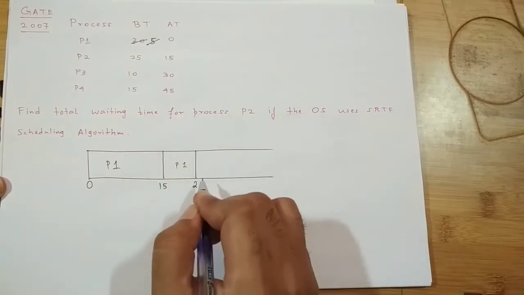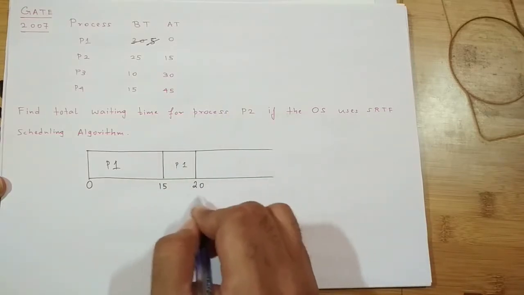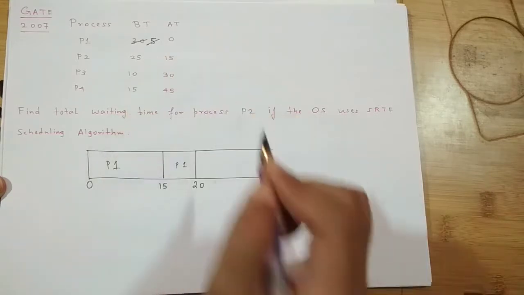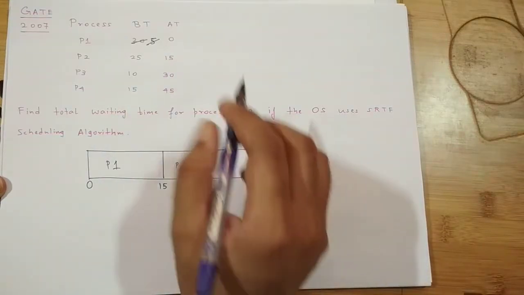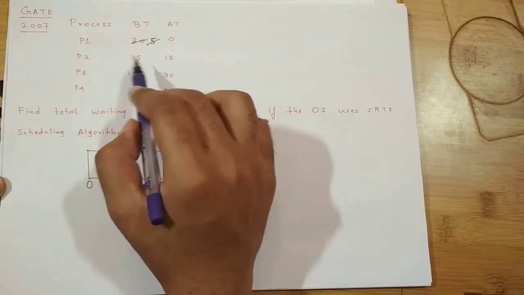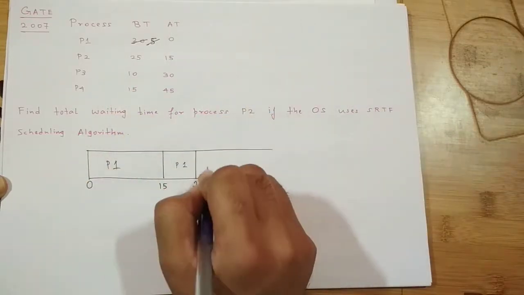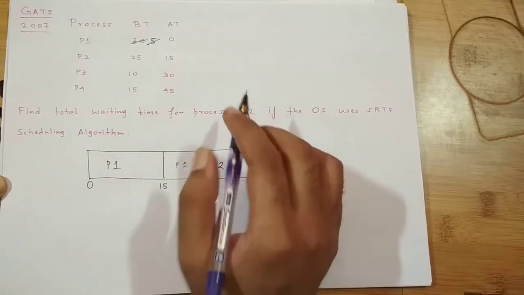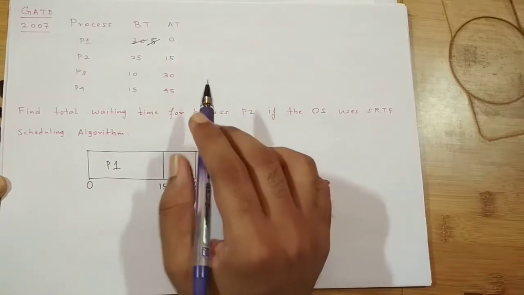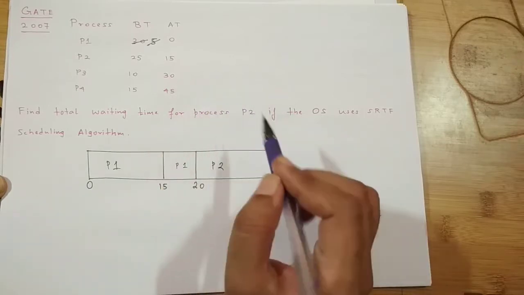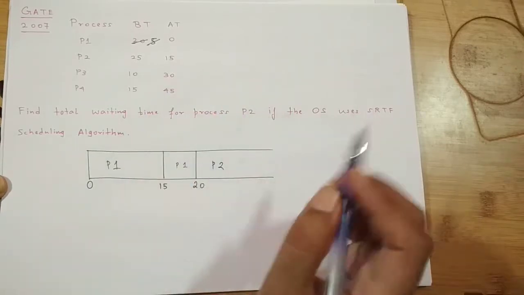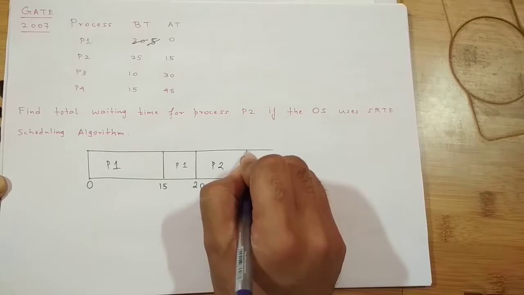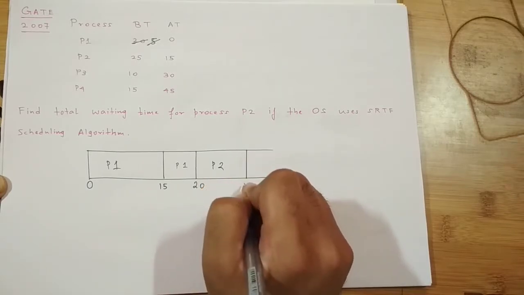Now at time 20, we can see that no new process has arrived in the system. The only process that is available to us is process P2. So what we do is, we schedule process P2. For how many units? Let's schedule P2 for 10 units because at the 30th unit, we can see that process P3 will make its way into the system. And then we can compare P2 and P3.